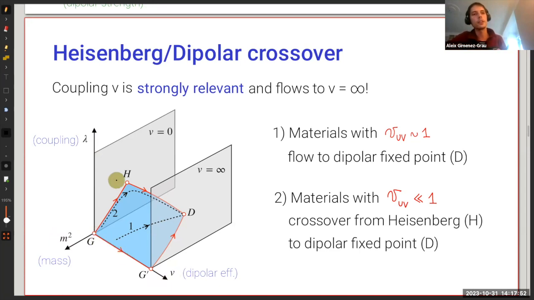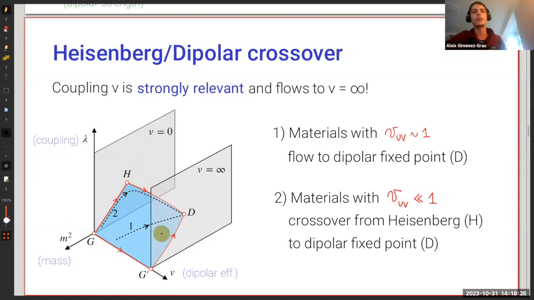There are going to be 4 different fixed points. This is the Gaussian one, where all the couplings are tuned to 0. This is the Gaussian dipolar, where the lambda coupling is tuned to 0, but there are dipolar interactions. This is the Heisenberg fixed point, where the dipolar effects are tuned to 0. And this is the dipolar fixed point, which is the new fixed point that we are studying in our paper. The idea is that we are interested in understanding how the RG trajectories look in this phase diagram.